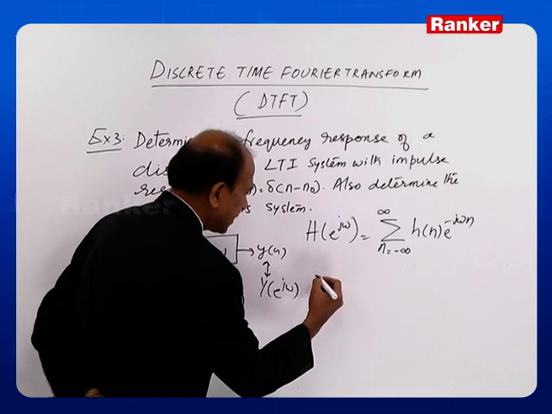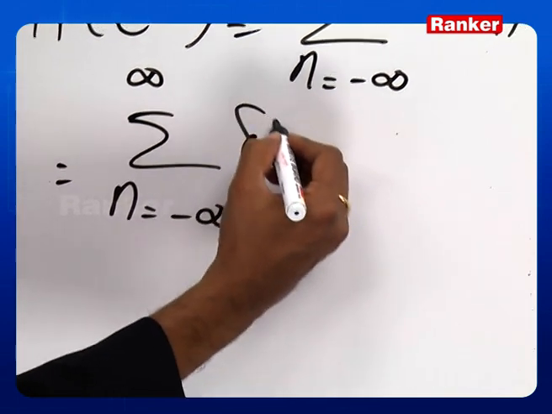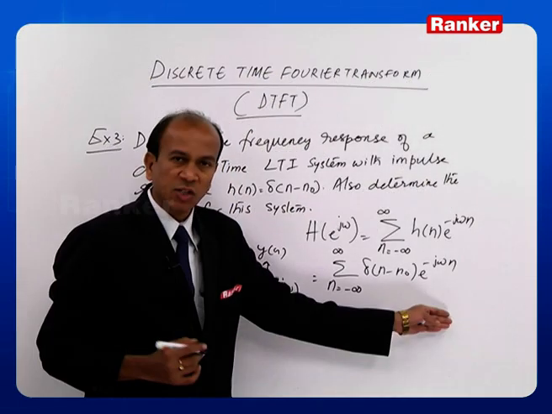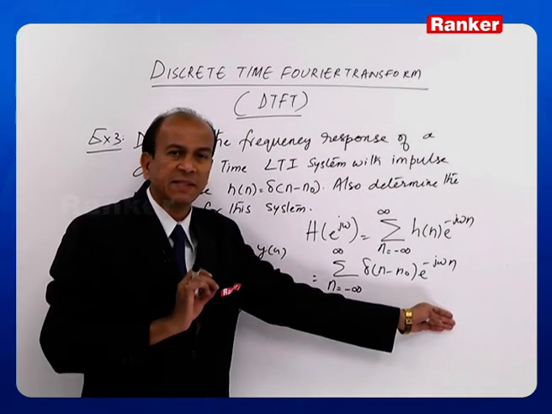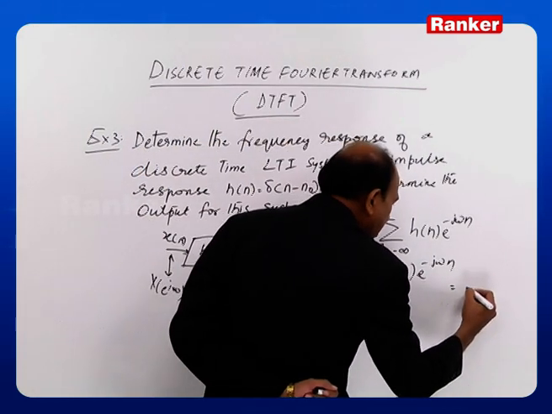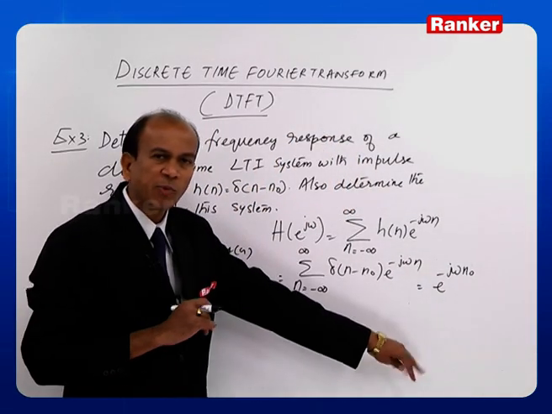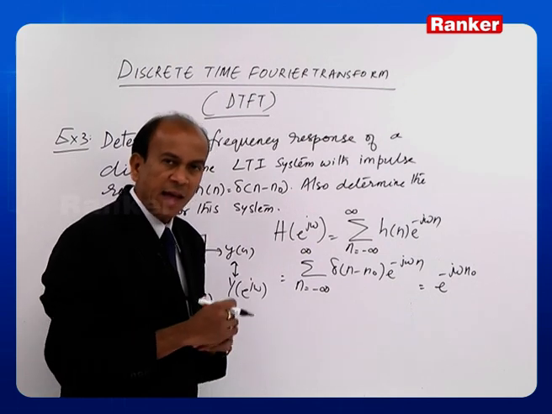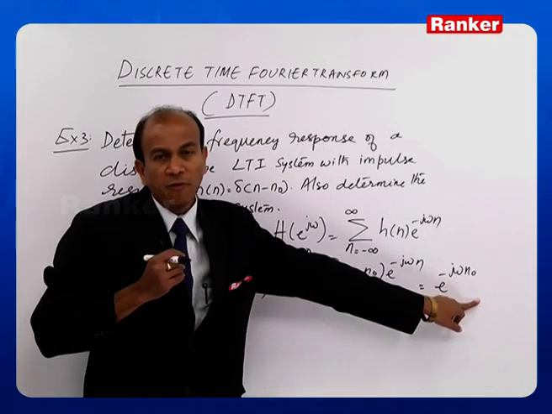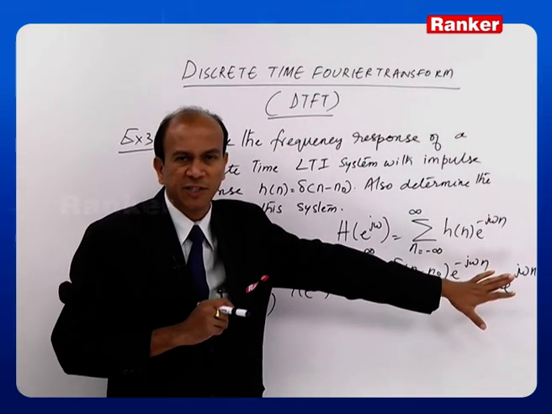Now, what is h of n for us? That will be the sum from n equals minus infinity to plus infinity of delta of n minus n naught times e to the power of minus j omega n. So, using again the shifting property of the impulse signal, this will be equal to e to the power of minus j omega n naught. If you look at the previous problem, it was e to the power of minus j omega n at n equal to 0. So, this is equal to e to the power of minus j omega n naught. Now, this is my frequency response. So, the first part has been calculated.